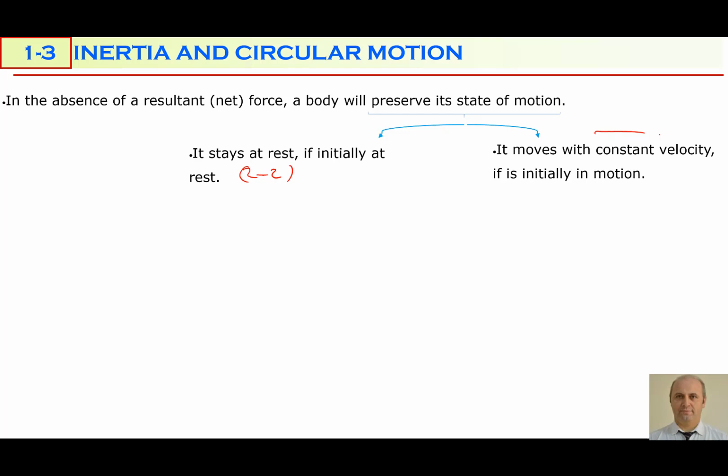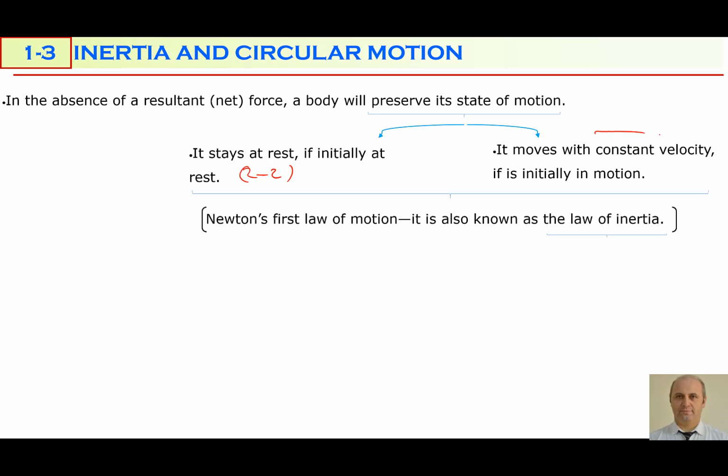So if initially some force is applied on the object and sets the object into motion, and after that the force is released, this object will move with constant velocity. Constant velocity means the object will follow a straight line path with constant speed. So this is known as Newton's first law of motion, also known as the law of inertia.